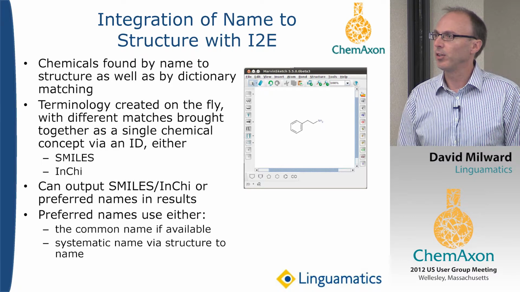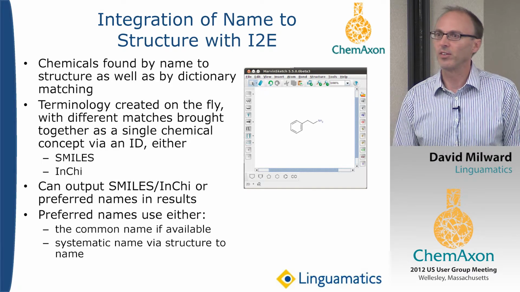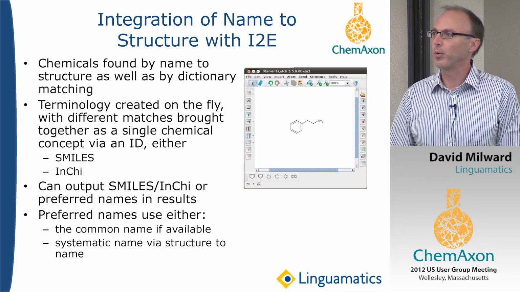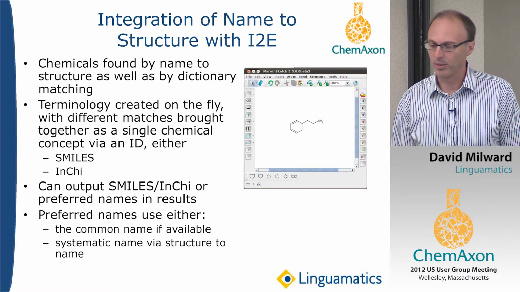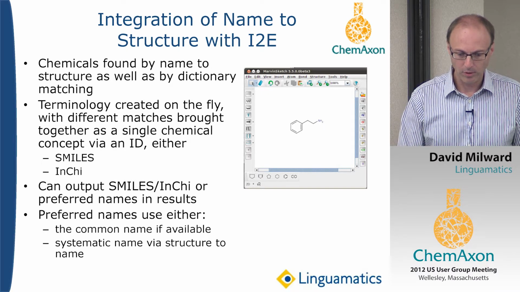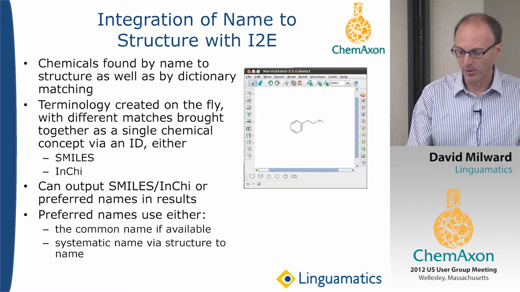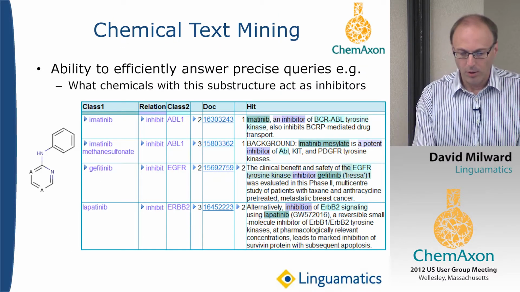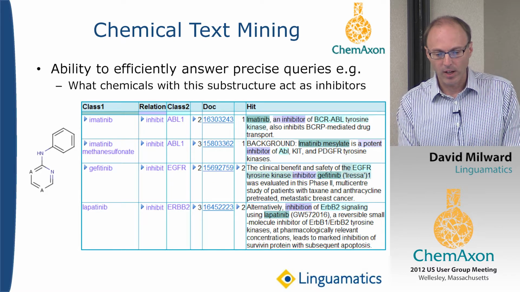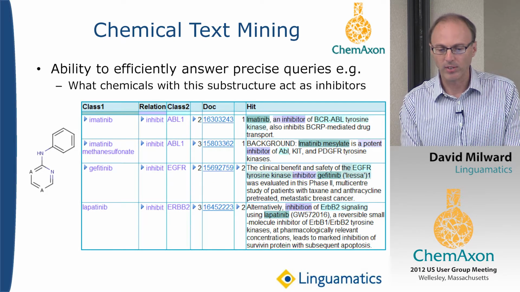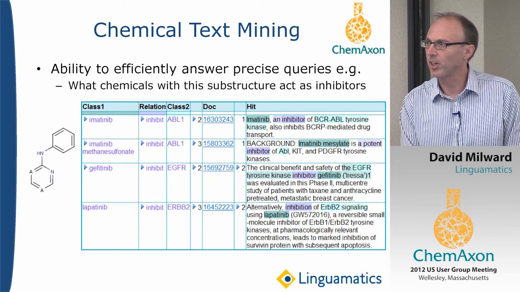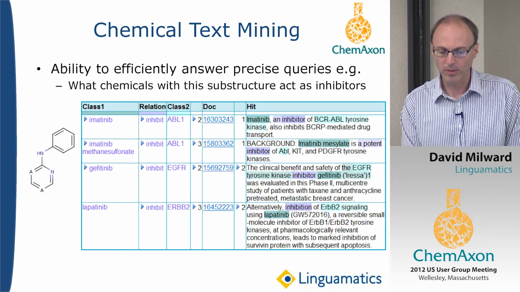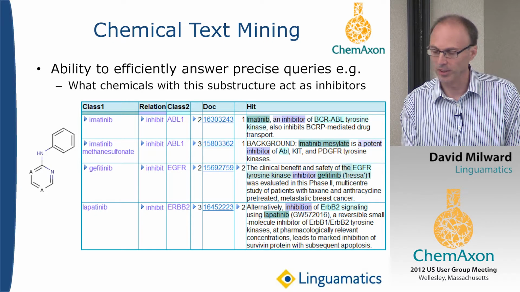We can output SMILES or InChI, or we can output a preferred name. The preferred name is regenerated from the structure so that it's standardized. So we can have multiple different structures coming in, and if they've got the equivalent SMILES, we'll give the same preferred name to them. So we use a common name if it's available, or a systematic name via the structure-to-name. What that's allowing us to do is ask precise questions. So we might want to say, what chemicals with this particular substructure act as inhibitors? Then we can look inside the text, find the particular compounds, find what we're inhibiting, find the particular genes, for example.